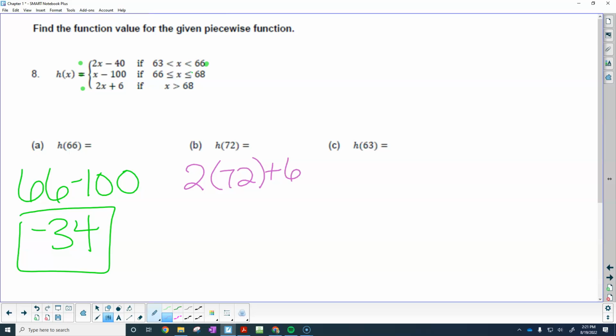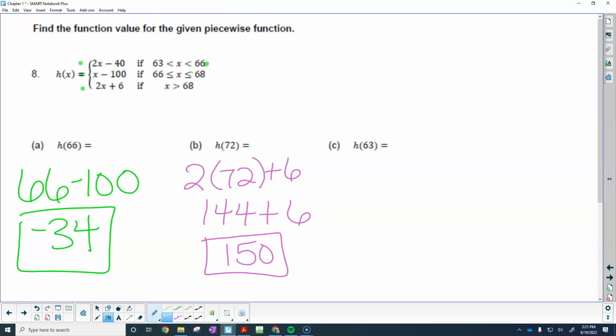In a minute, I'm going to ask you to mentally do 72 times 2. Don't blurt out. 72 doubled is what? Yes, 144. And then 144 plus 6 is going to be just an even 150. Okay, so we have an ordered pair of 66, negative 34. We have another ordered pair at 72, 150.